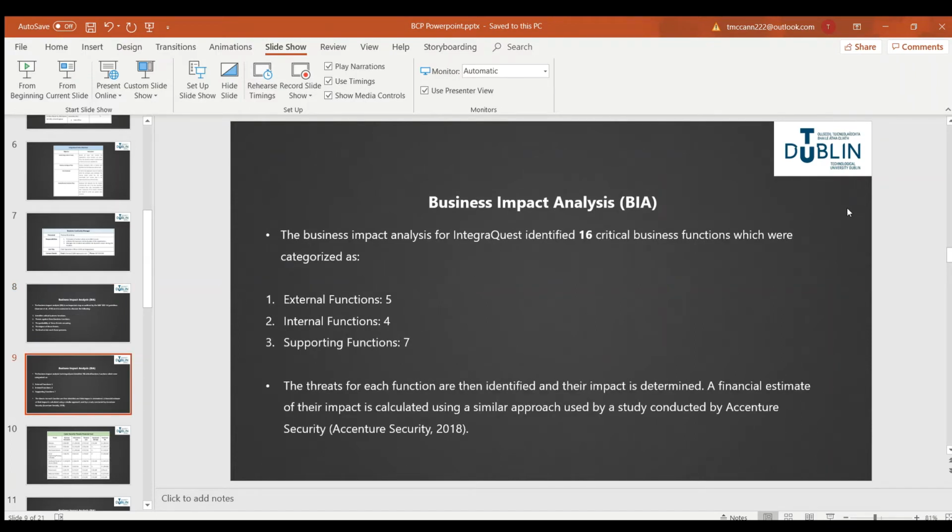During the business impact analysis, 16 critical business functions were identified and were categorized as external business functions, which are services that are conducted outside of the business, internal business functions, which are services that are conducted inside the business, and supporting business functions, which are services that help support the internal and external business functions. The threats facing these critical business functions are then identified and their impact is determined.